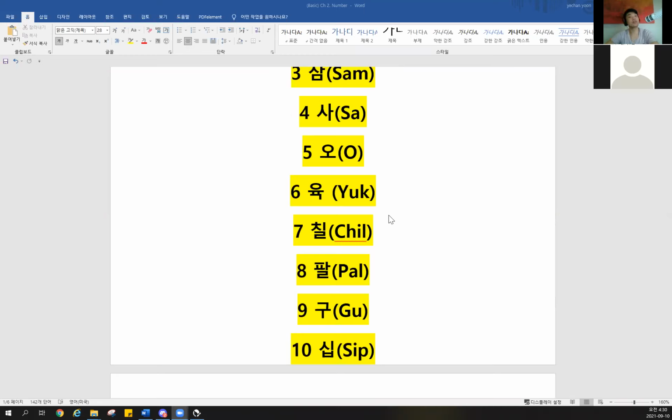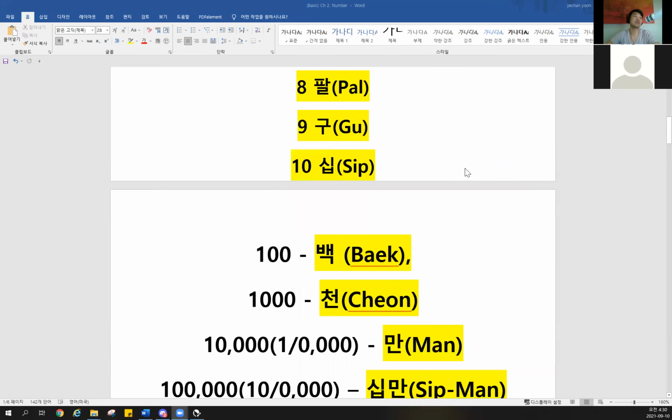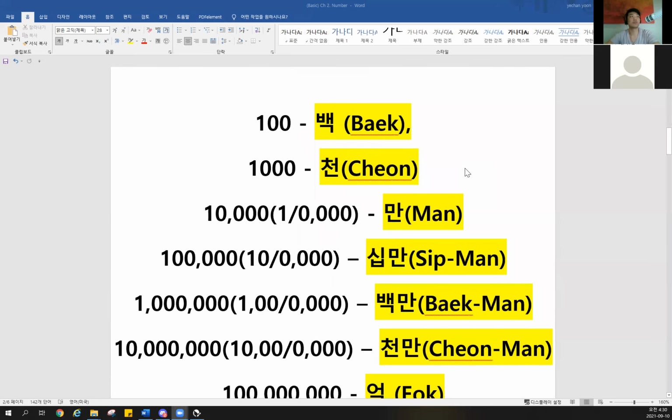All right, so I think until here you have to just memorize it, because this is the thing we have to just memorize. That's the reason why. Okay, then how about 100? How you can say? For 100 with the Sino version, we can say 백. 1,000, how you can say? 천. 10,000, you can say 만.